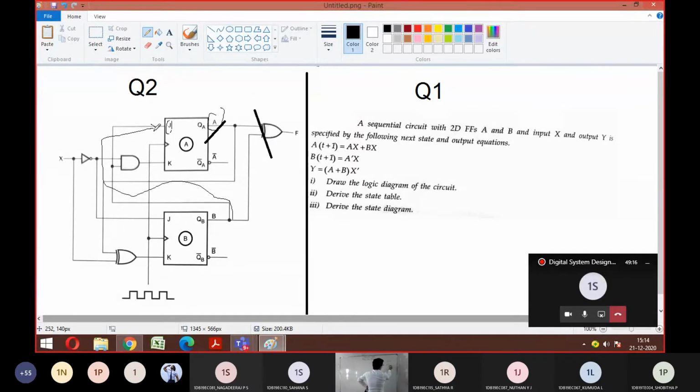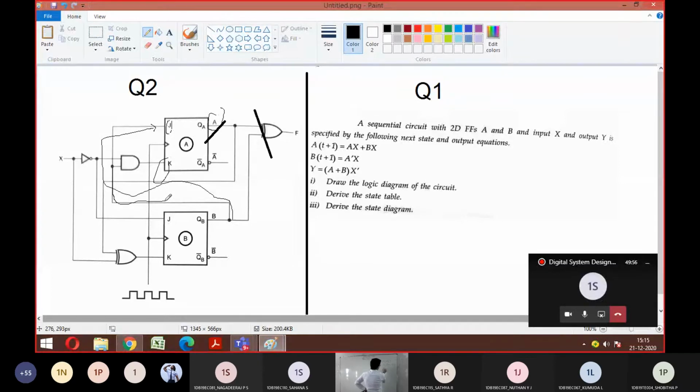Okay, so what about JB? First we'll write for one flip-flop. What is KA? X bar B. KA is here, and for this you can see the input is coming from the XOR as X bar, and one input is from B. If you trace back, you'll come to B. So what is the equation for your KA now? X bar B. Good.